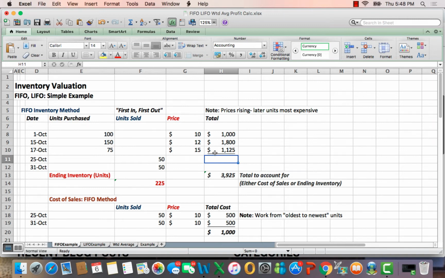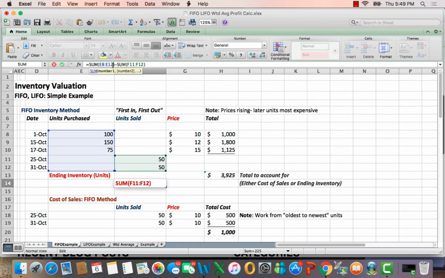So, the total cost of the inventory is $39.25, and this is a great starting point because costs for inventory end up in only one of two places. They're either in cost of sales because you sold something, or it's ending inventory because you still have it on your shelf. So we have to account for $39.25 in costs. We also have to account for 225 units. In blue we have what we purchased, and in green we have what we sold.